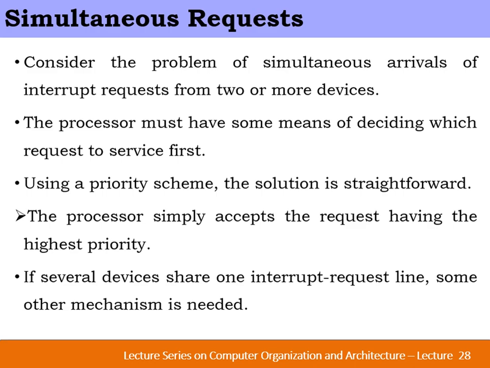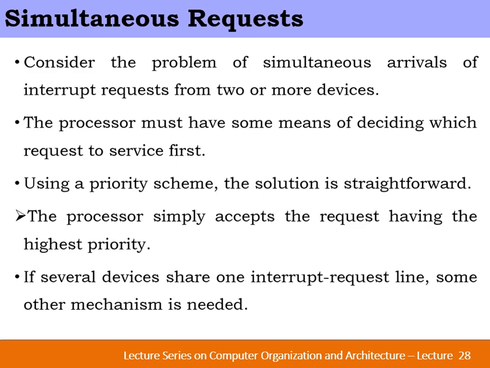In case of a priority scheme, the solution is straightforward. Among the multiple devices which are going to send an interrupt request to the processor, the one device which has the highest priority is going to get service. Not all the devices are going to get service. The processor is not going to accept the interrupt request from all the devices. Only the device which has the highest priority is going to get service. That is, the processor is going to simply accept the request having the highest priority, whereas other devices are ignored by the processor. So this scheme is actually a straightforward one.